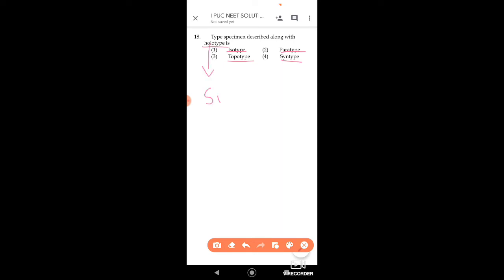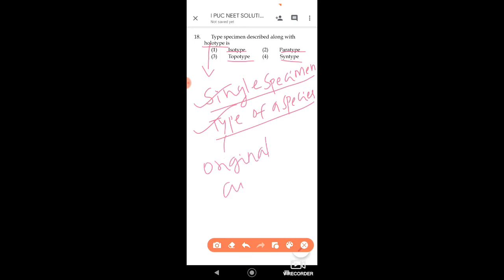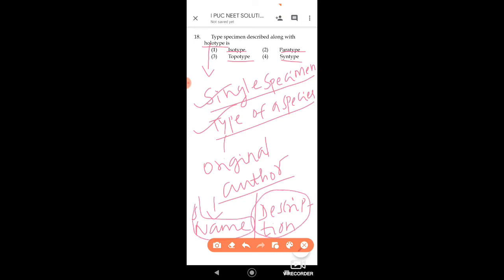It is a single specimen, or you can also say the type of a species. This single specimen or type of species should have been described by the original author who had discovered the particular species. It should have been described by him or her at the time the species name and description were published. Remember two things: species name, and secondly, the description of the species.